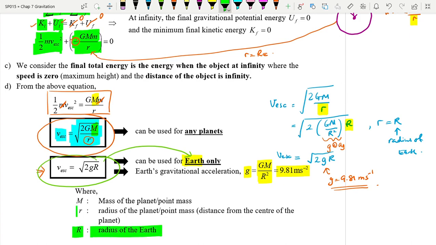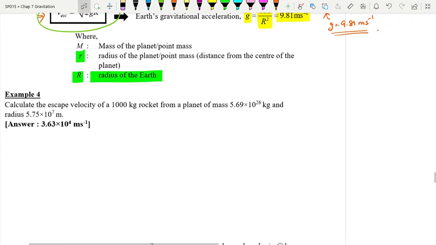Kalau small r ini adalah general formula untuk escape velocity dan dia kena bergantung kepada planet apa yang diguna. So dia boleh jadi radius of moon, radius of sun, depends lah. Yang penting mestilah daripada center kan, sebab radius ni daripada center. Okay, so itu tentang escape velocity. So simple je escape velocity ni.